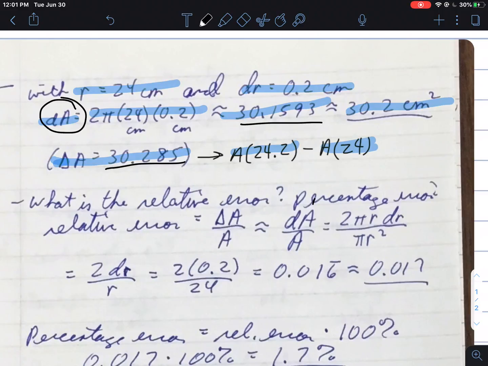But again, this is all we're interested in. And you can use delta A if you want to do that calculation, just to double check yourself. That should be reasonably close to the value that you found. All right.